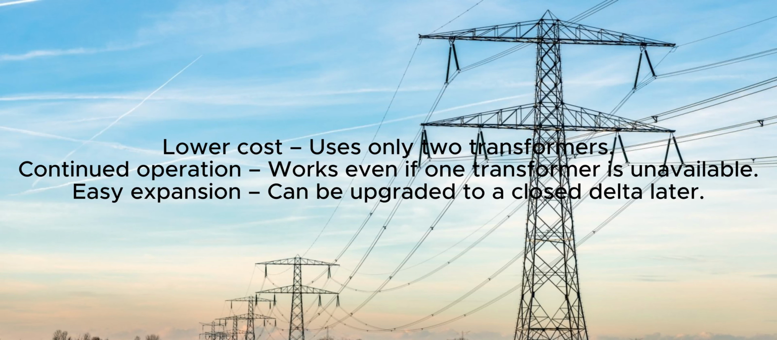Through this laboratory activity, we gained a better understanding of the operation, advantages and limitations of the open delta connection. We learned that this configuration provides a practical and economical solution when one transformer is unavailable due to maintenance or failure, while still allowing the system to continue supplying three-phase power, although at a reduced capacity.